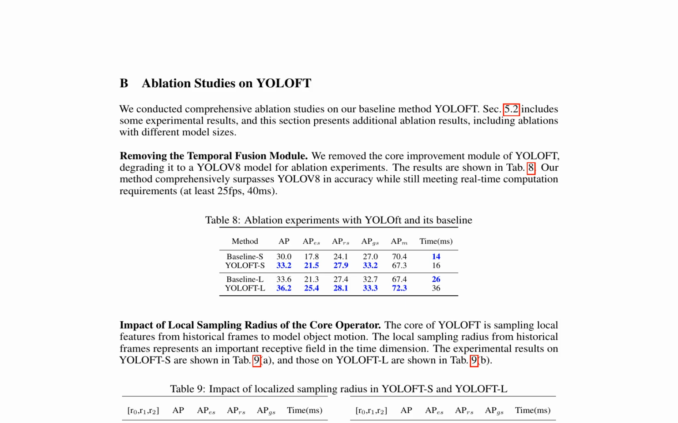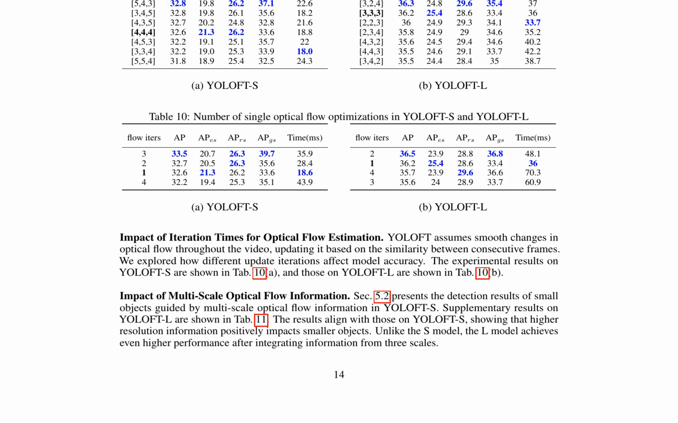The effect of iteration times for optical flow estimation is also analyzed, assuming smooth changes in optical flow throughout the video. Experiments demonstrate that different update iterations significantly affect model accuracy, with optimal iteration times leading to better performance. The impact of multiscale optical flow information is further analyzed, revealing that integrating information from higher resolution scales positively affects the detection of smaller objects.